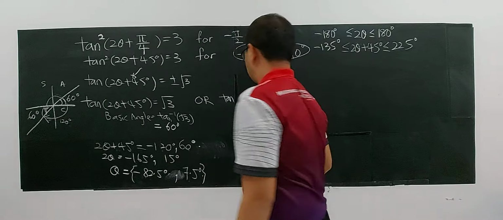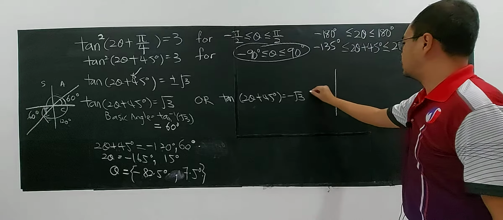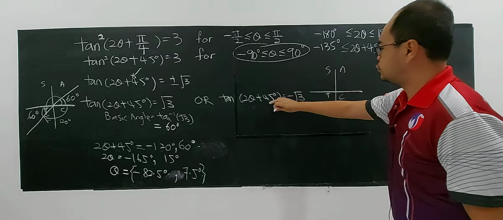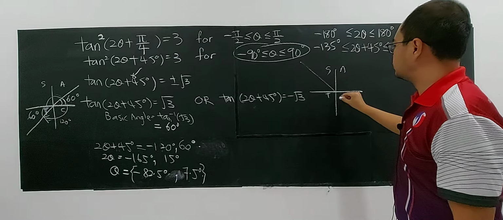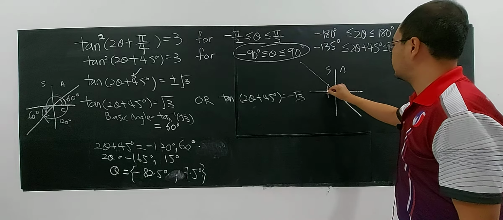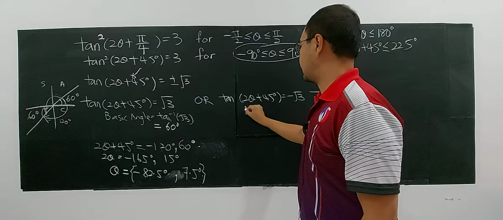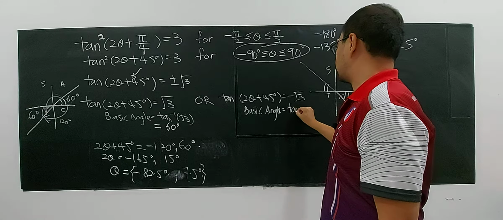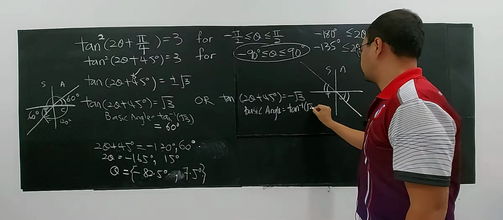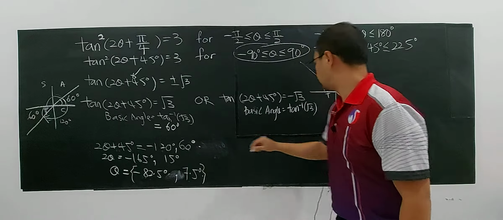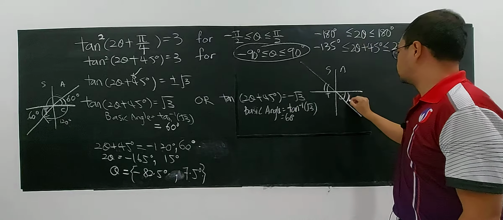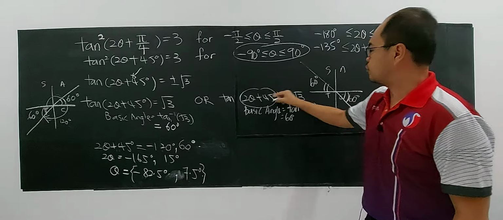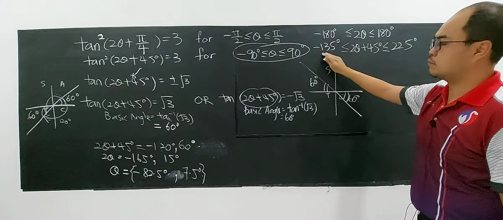All right, let's look at this one. Tangent is negative in the second quadrant and the fourth quadrant. So the basic angle will still be the same, because for the basic angle we just take the arctangent of the positive value of this one. That means you are getting 60 degrees here, and 60 here. The 2 theta plus 45 has maximum 225, minimum negative 135.